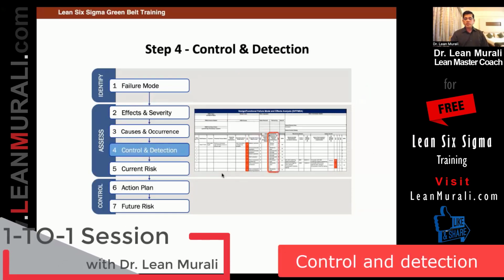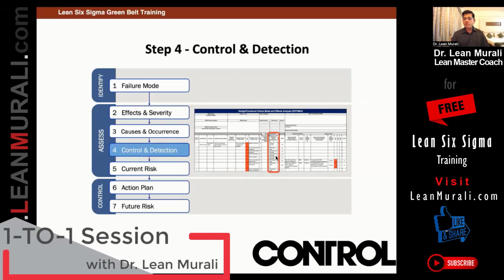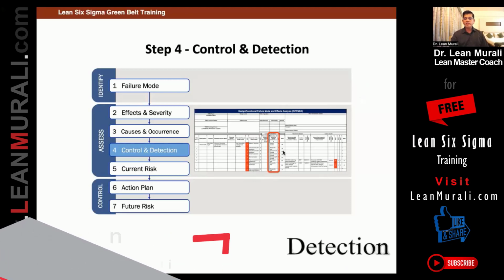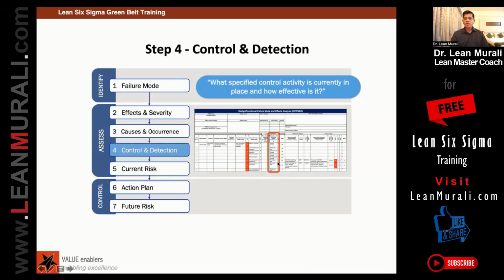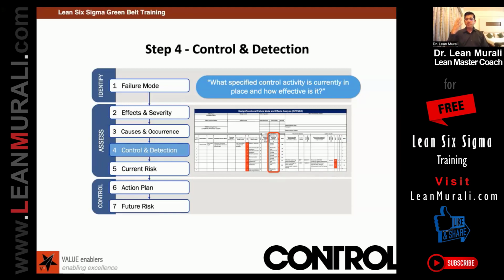Control and detection. So control method is written here, and then the detection number is written here. The question that we ask is, I will take one example, show this full slide and explain line by line, okay, with another example. What specified control activity is currently in place? Now that you know the causes, what are the specified control activities that are currently in place and how effective is that control method?